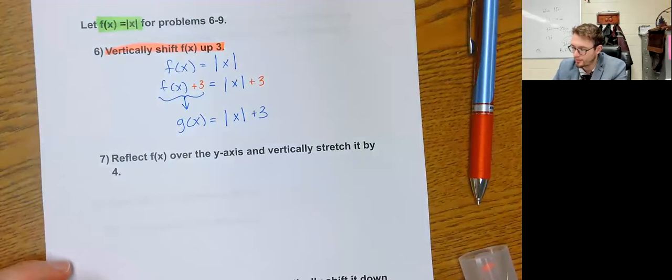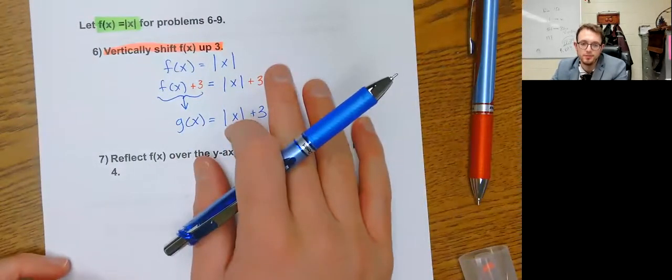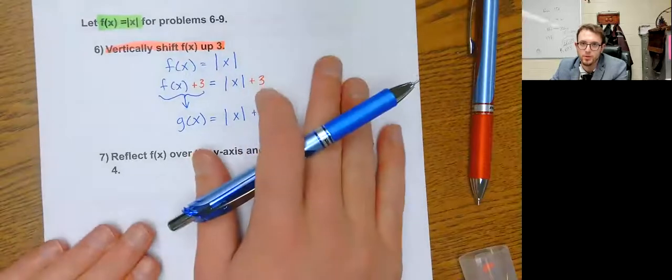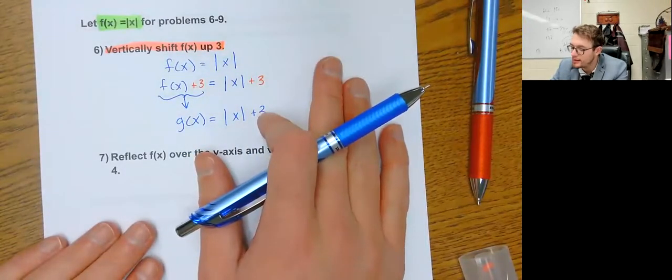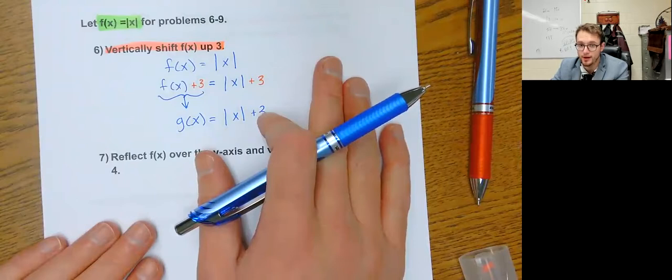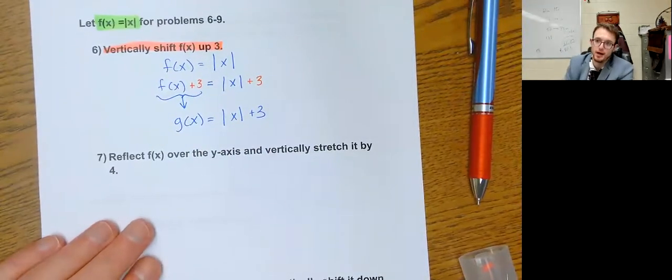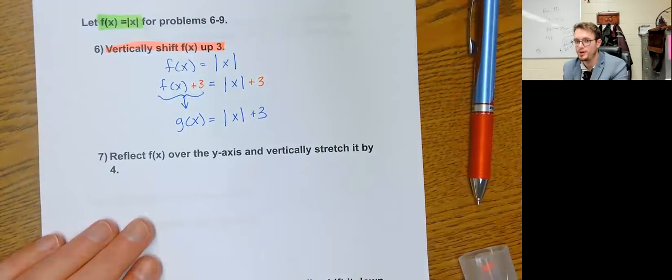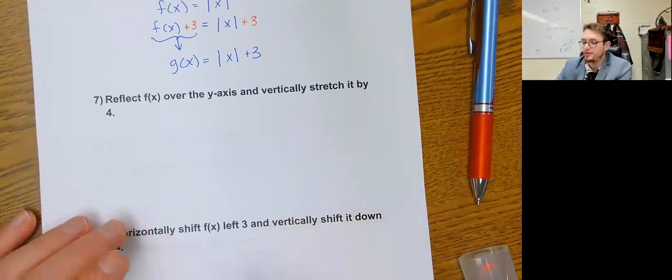Now, because this is the parent function of absolute value, some parentheses that we would normally be using to represent outside, inside, whole function, whole input, we might not have to use them because it's the parent function. That'll make more sense when I do 10 through 13.